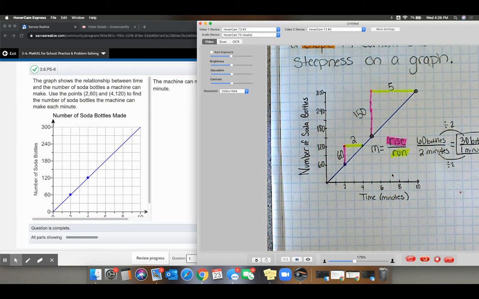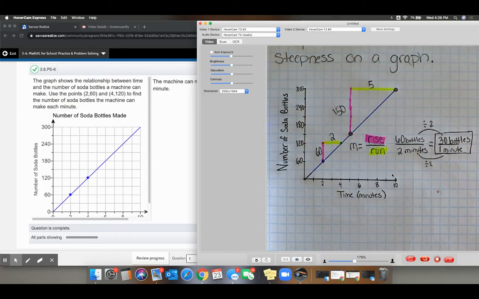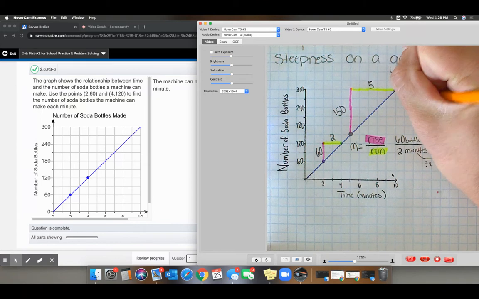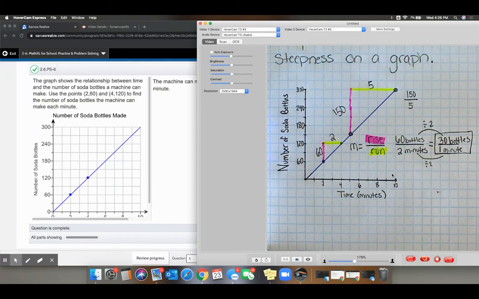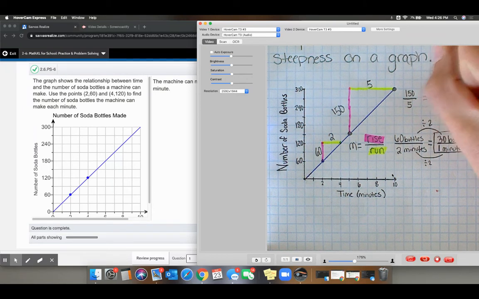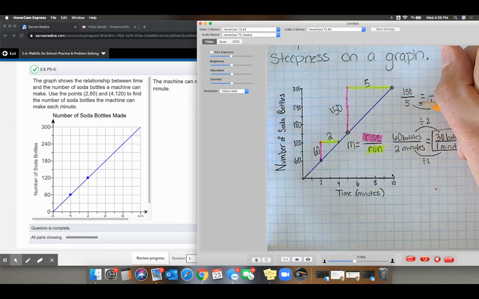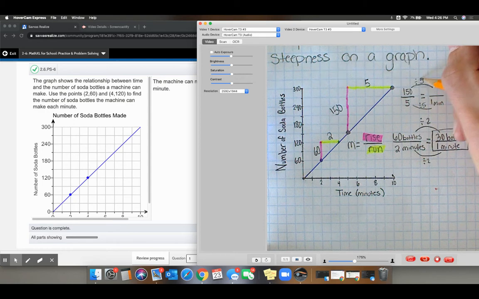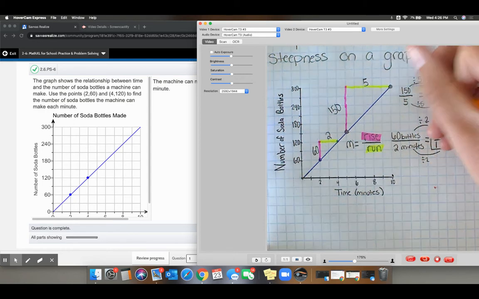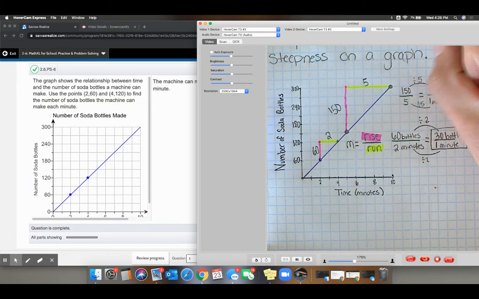This is why they're called similar triangles. You can make any triangle, and guess what? If I do that here, 150 bottles over 5 minutes, I'm going to exclude the labels for right now. I calculate the unit rate, 1 minute, with divide by 5. This might be worth watching over again. There's a lot happening. Divide by 5. 5 divided by 5 is 1. 150 divided by 5 is 30 bottles.